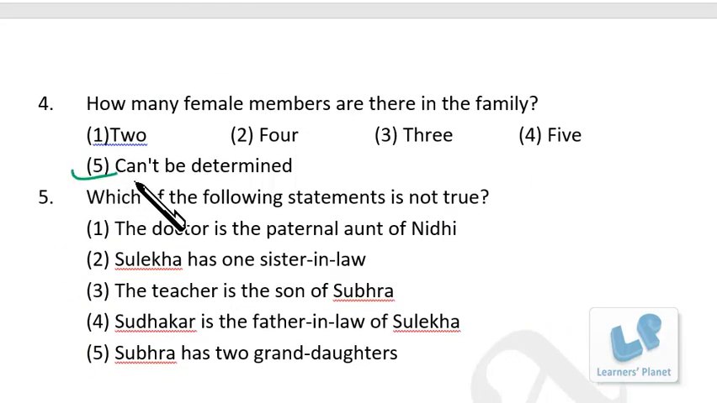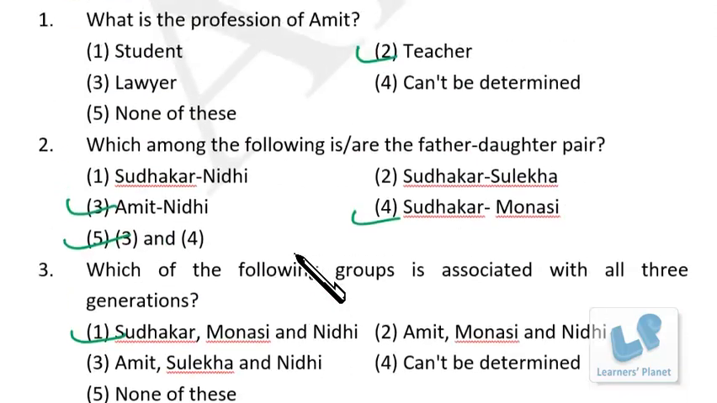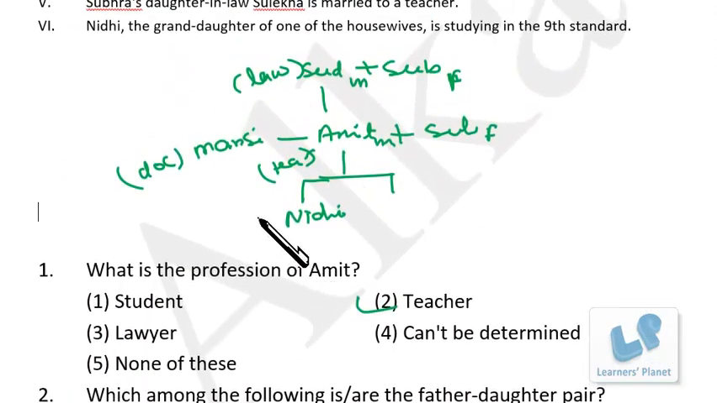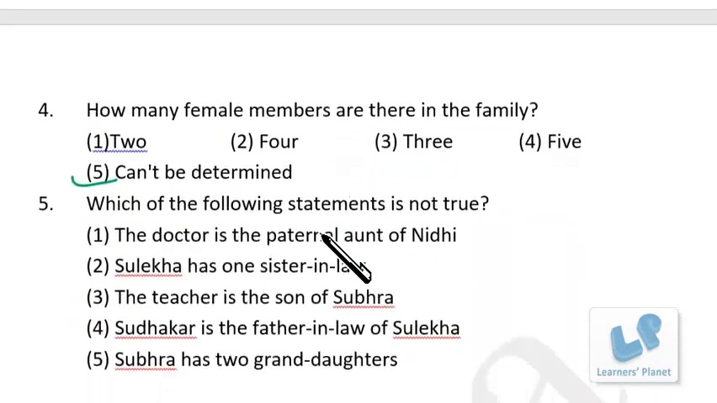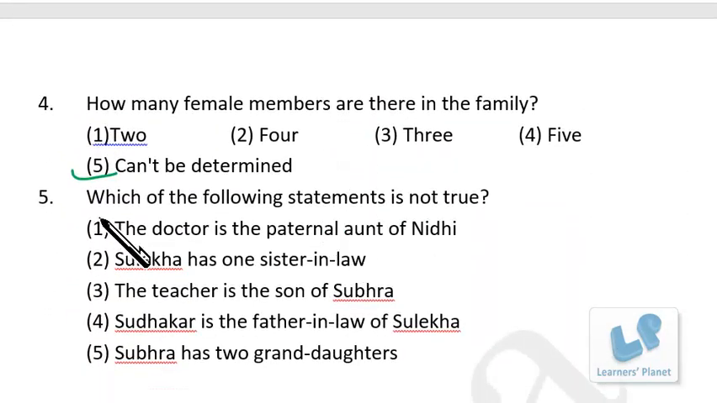The doctor is a paternal aunt of Nidhi, which is not true. Okay, Nidhi's paternal aunt, that means Bua. So the doctor is, yeah, that is right. Mansi is Bua of Nidhi, that is father's sister. So that is okay. Sulekha has one sister-in-law, that is also okay. The teacher is the son of Shubhra, that is also okay. Sudhakar is the father-in-law of Sulekha, that is also okay.